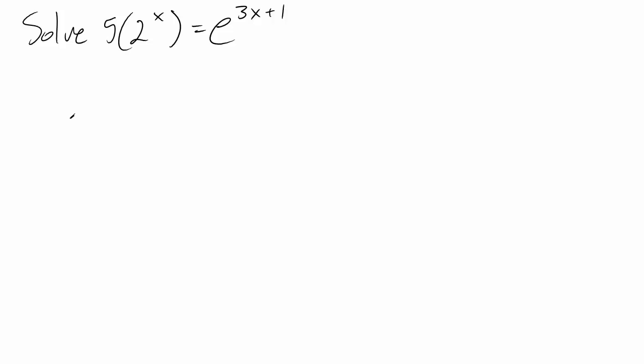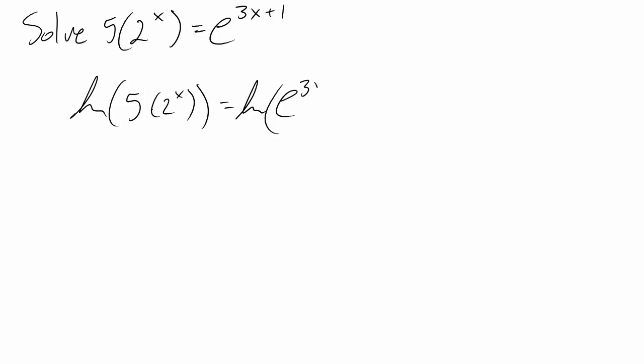That gives us the natural log of 5 times 2 to the x equal to natural log of e to the 3x plus 1. There we go. Now it is true the natural log and e will wind up canceling themselves out, so that leaves us with a 3x plus 1 here on the right side.